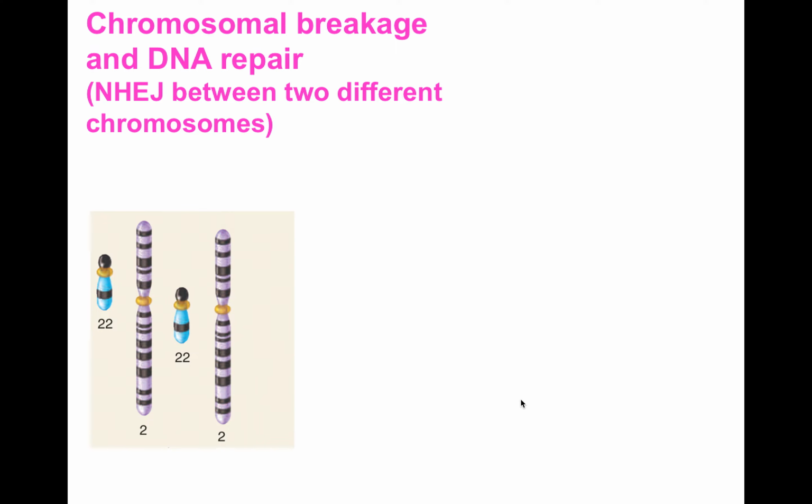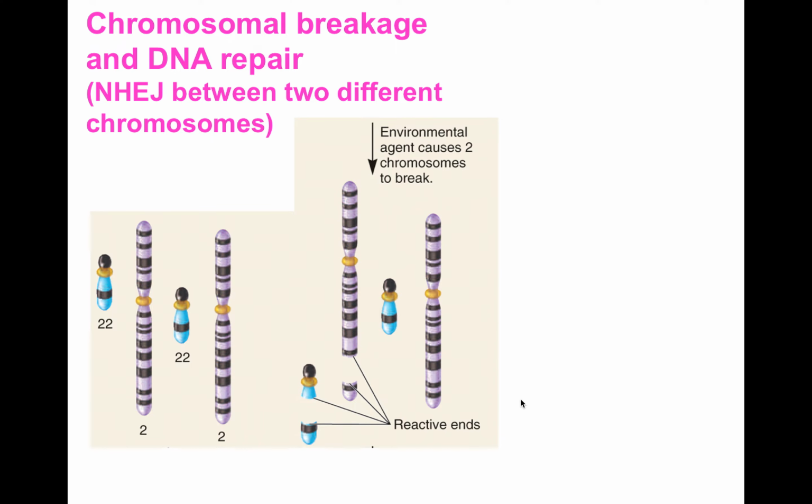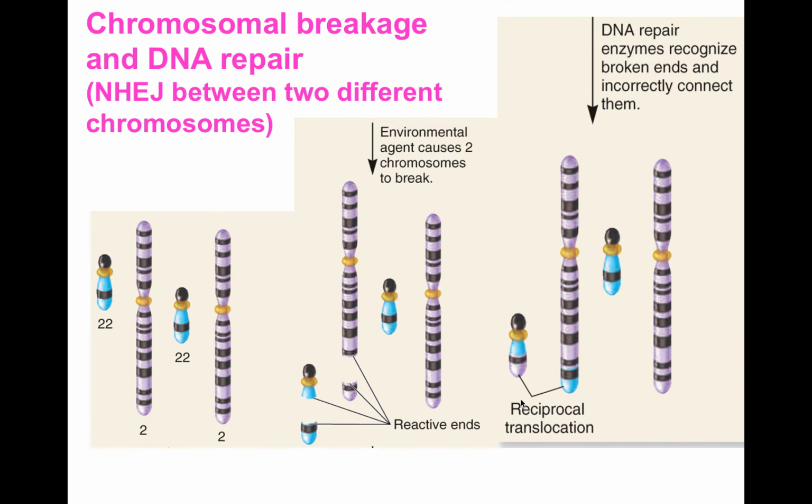When you have chromosome breakage and DNA repair, the repair can be accomplished by non-homologous end joining between two different chromosomes, which is going to lead to a translocation. So here we have a picture of chromosome 22 and chromosome 2. We have a homologous pair for each of these two chromosomes. If there's a breakage in both of them, non-homologous end joining might repair these two breaks in the wrong way, so that we get a piece of chromosome 22 attached to chromosome 2 and vice versa.